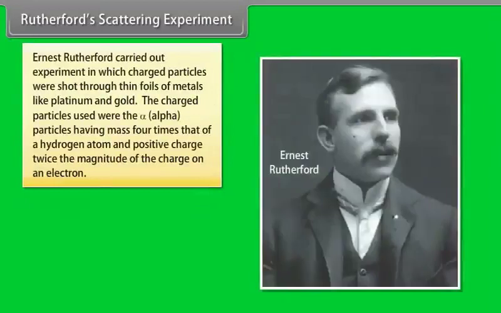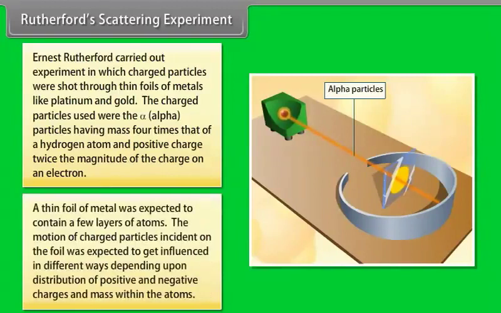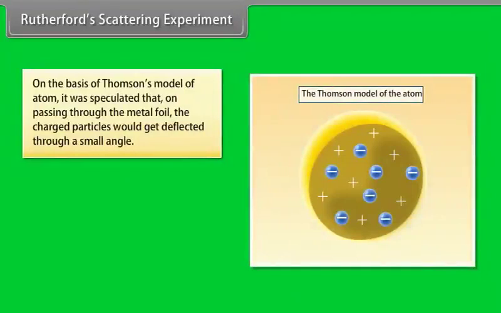Rutherford scattering experiment. Ernst Rutherford carried out experiment in which charged particles were shot through thin foils of metals like platinum and gold. The charged particles used were the alpha particles having mass 4 times that of a hydrogen atom and positive charge twice the magnitude of the charge of an electron. A thin foil of metal was expected to contain a few layers of atoms. The motion of charged particles incident on the foil was expected to get influenced in different ways depending upon distribution of positive and negative charges and mass within the atoms. On the basis of Thompson's model of atom, it was speculated that on passing through the metal foil, the charged particles would get deflected through a small angle.